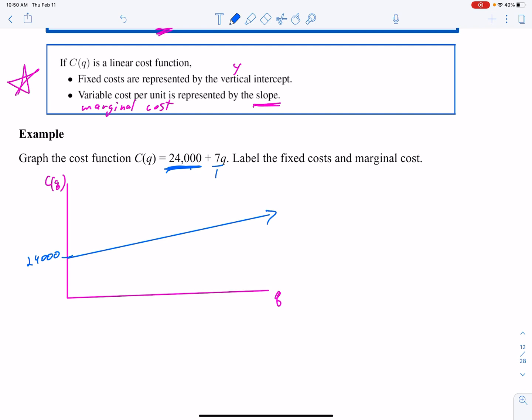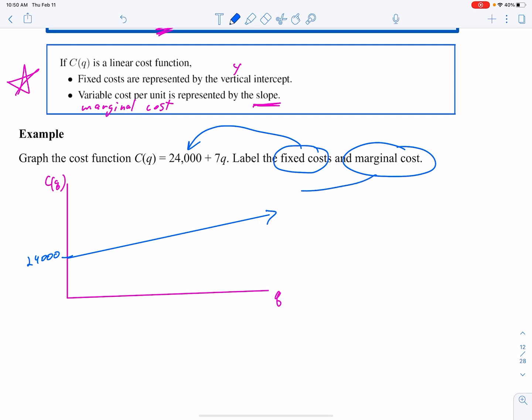So it says label the fixed cost and the marginal cost. The fixed cost is the y-intercept, and the marginal cost is the slope, 7. So the fixed costs are $24,000, and the marginal cost is $7 per item.